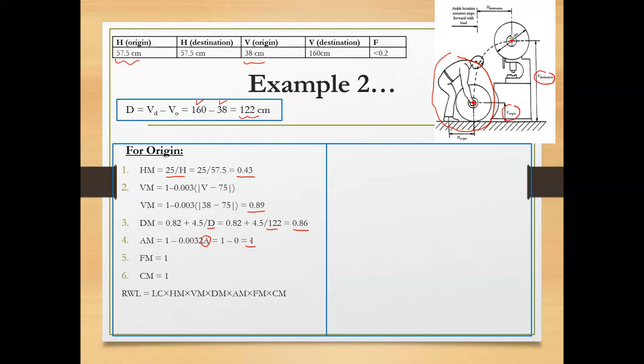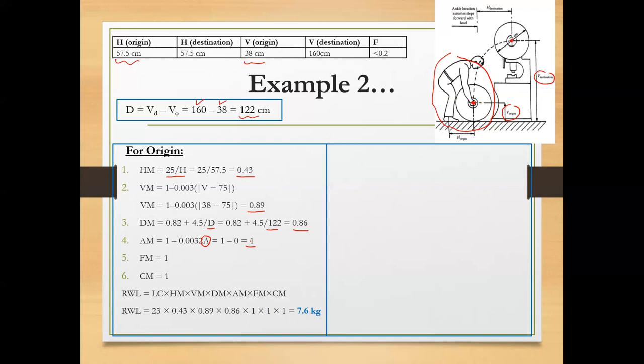I hope you remember the equation for RWL, so that is load constant into the 6 multipliers that we just calculated, and load constant is 23 kg. So 23 into 0.43 into 0.89 into 0.86 into 1 turns out to be 7.6 kg. That is the maximum load that should be lifted under given conditions.